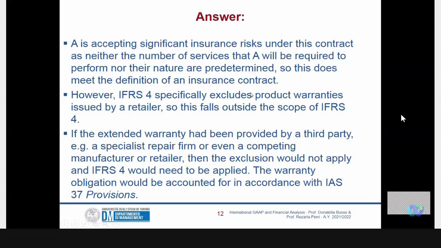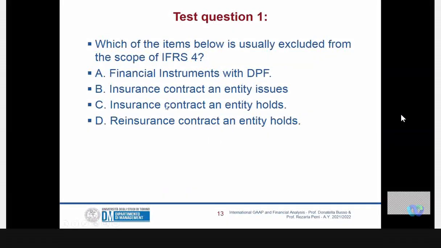Okay, so that was an answer for our question that we shared before the break. As we said, we also have test questions again and again included in our presentations. Which of the items below is usually excluded from the scope of IFRS 4? Actually, A was included. Financial instruments with discretionary participation feature is part of the instruments and contracts provided to be covered by IFRS 4. Insurance contract that an entity issues is also part of IFRS 4.